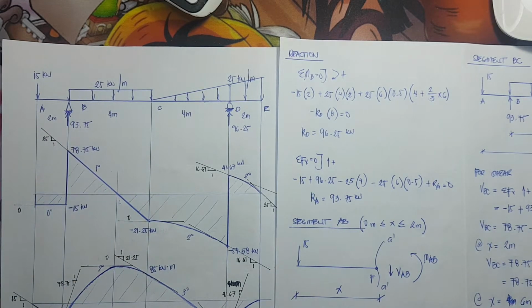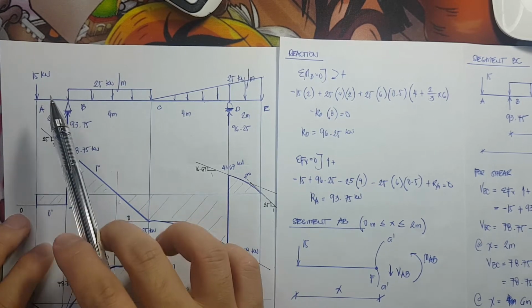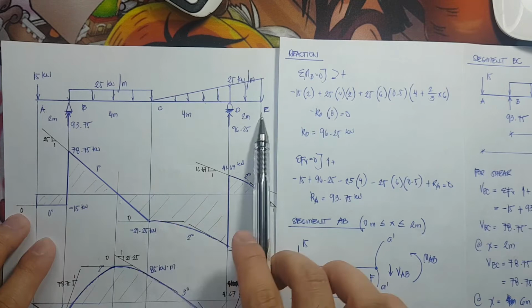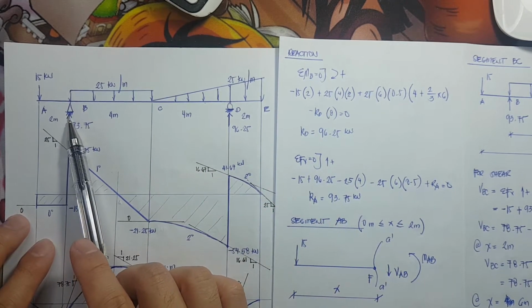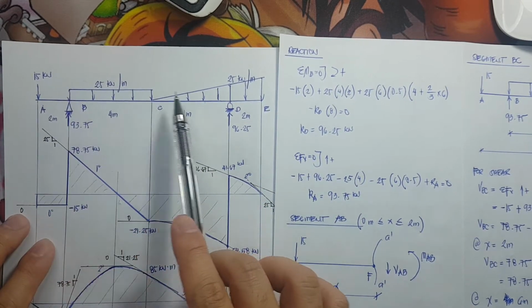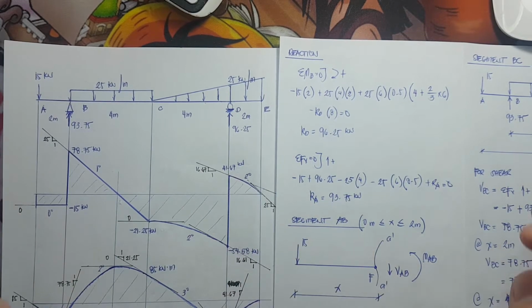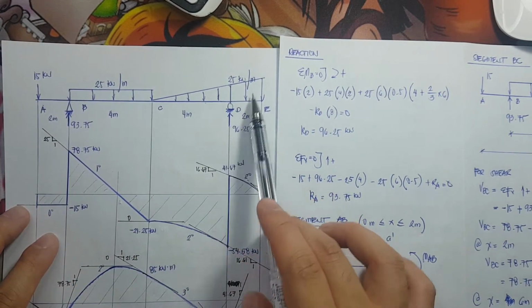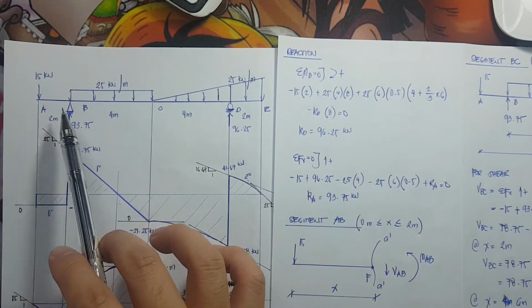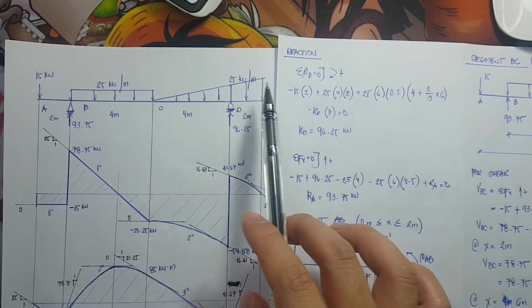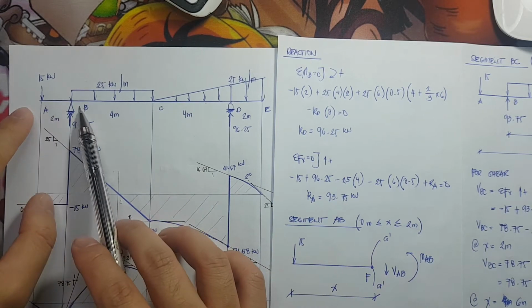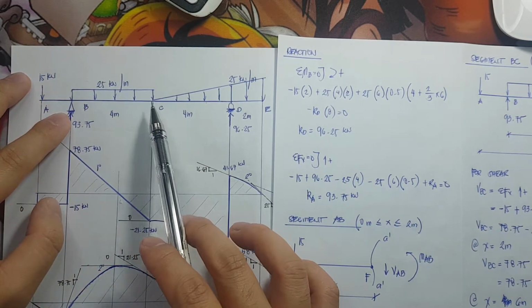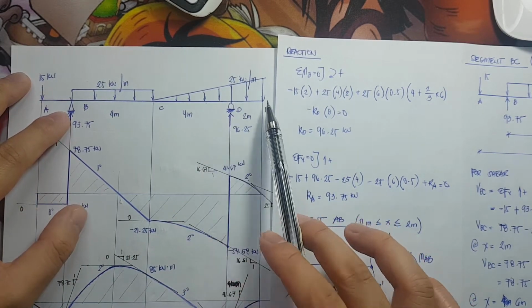Okay? So the next thing that we need to do is to analyze it per segment. So how many segments are we going to use? First, observe your problem. So we have 4, we can say cut. So we have here first cut, second cut, third cut, and fourth cut. So the loading changes per segment. So I'll say this is segment AB, segment BC, segment CD, and segment DE.